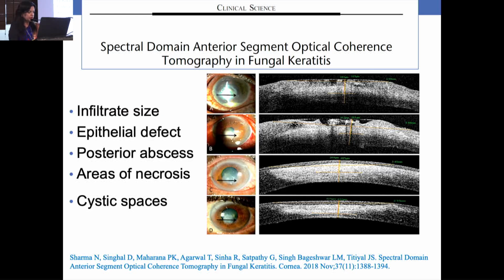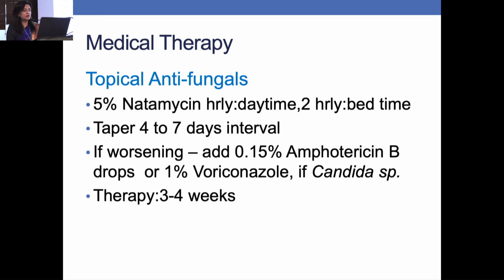We've done studies to look at the anterior segment OCT of fungal keratitis, and you can actually see the infiltrate size, epithelial defect, posterior abscess, areas of necrosis, as well as cystic spaces, and also monitor the activity. This is one new tool that we are looking at, to monitor fungal keratitis, especially the posterior abscess.